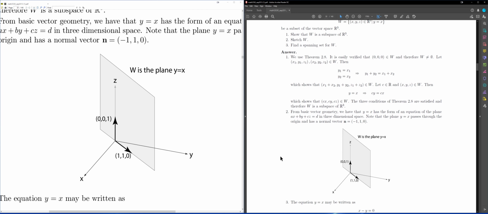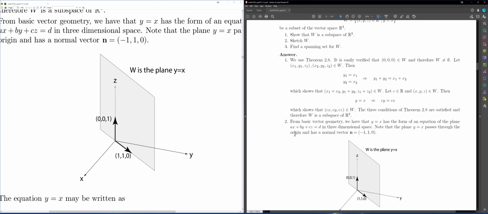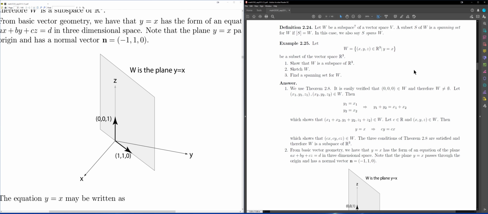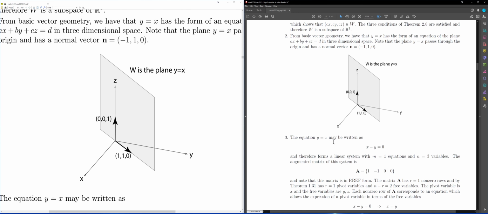So your systematic way of getting a spanning set would be to solve your equations. Given an equation describing your subspace, you look for solutions of this equation. So how many equations do you have? You actually just have one equation, x is equal to y.